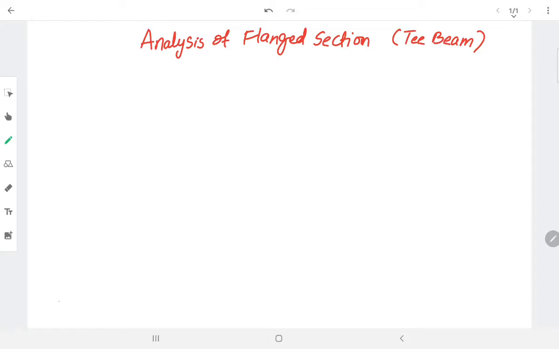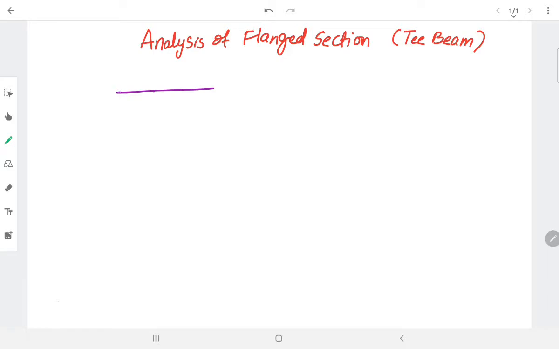Hi all. Today we'll be discussing the analysis of flange sections, especially the T-beam, as per your academics. Before going to the analysis part, we'll be discussing the sections or the parts of the T-beam.